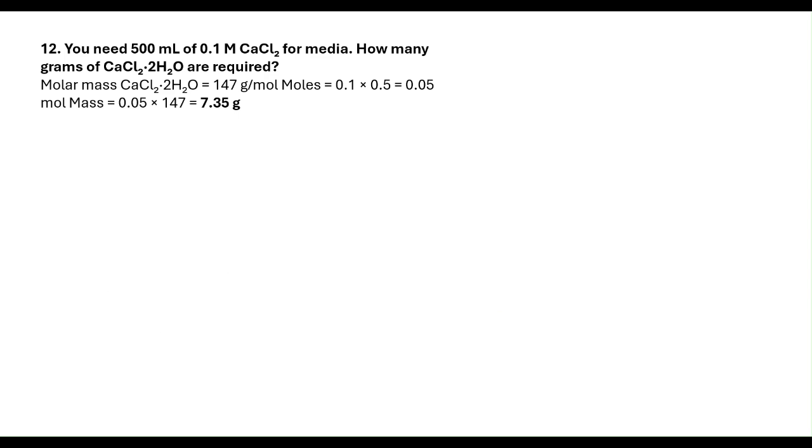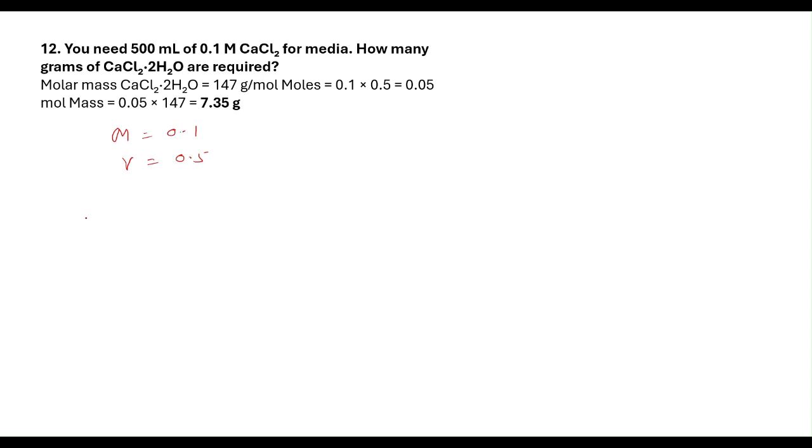Now this is the last question. We need 500 ml of 0.1 molar calcium chloride for media. How many grams of calcium chloride dihydrate are required? So here again the molarity is given, that is 0.1 molar. Volume is given, that is 0.5 liter, right? And how much amount is needed?